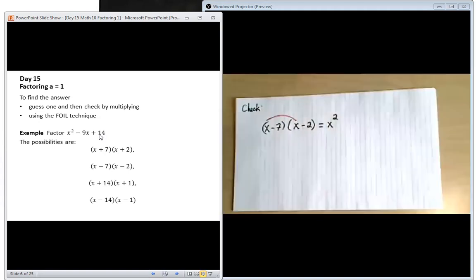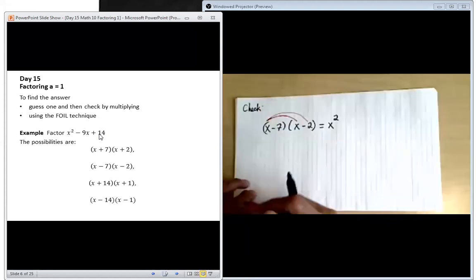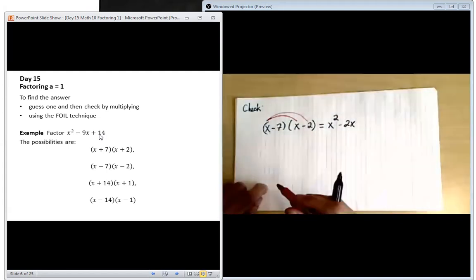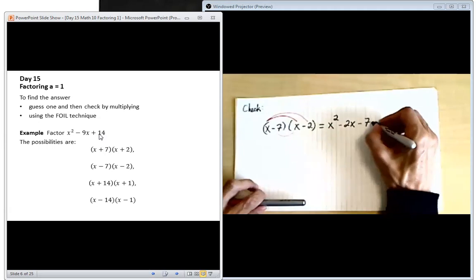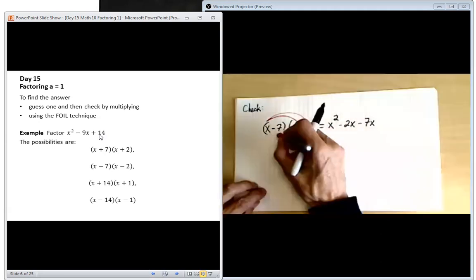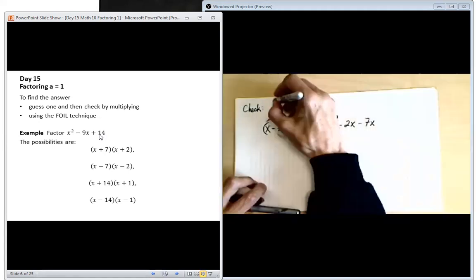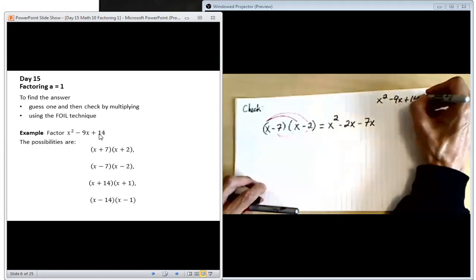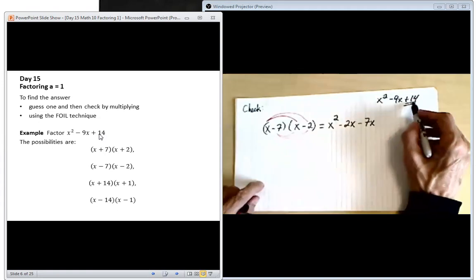That part's for sure. What about the next one? Yeah, minus 2x for that piece. That's nice. Okay, well, it has to be plus 14 because check out what we had in the very beginning. We had an x squared. We had minus 9x and plus 14. So the numbers we choose have to multiply to plus 14, right? And we have them all on the screen there.